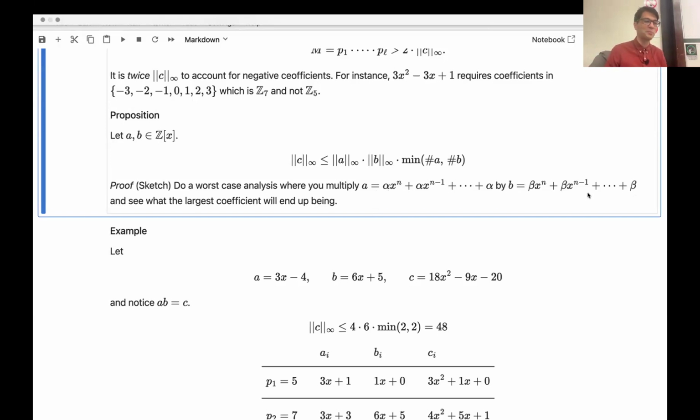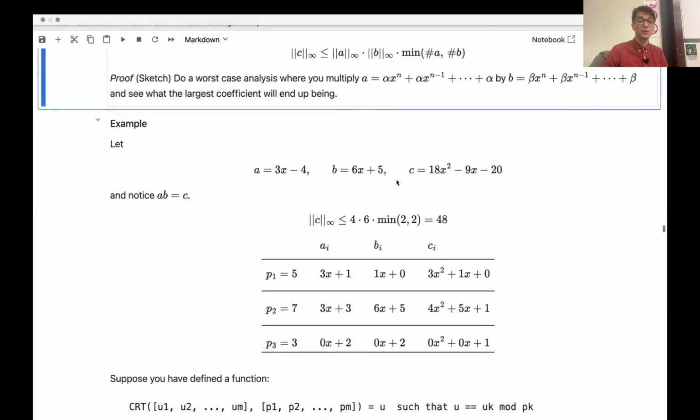The same happens to B. Multiply them together and do a worst case analysis on how big the coefficients are going to be. Use binomial expansion or something. You should be able to figure this out. We won't do it. But in the end, that's the bound that you need. And if you go down to my example, where I wanted to multiply A times B.